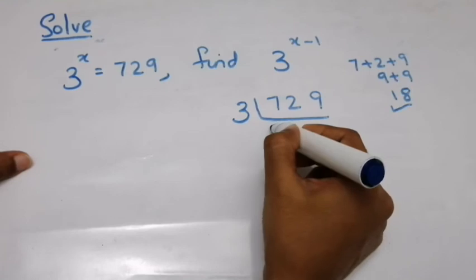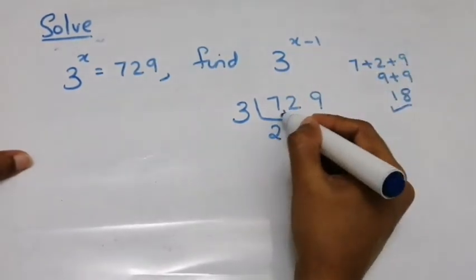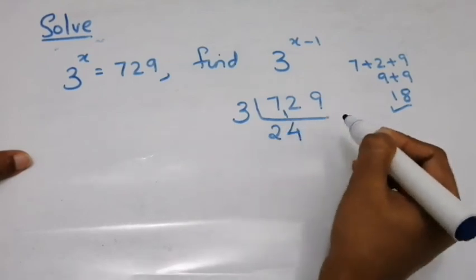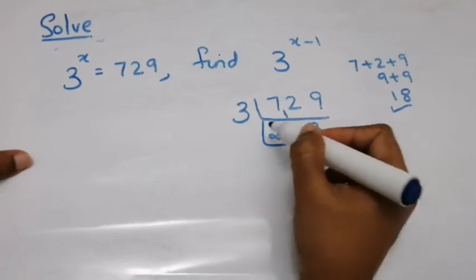3 into how much is 7? 3 2's are 6. 7. One reminder. 3 into how much is 12? 3 4's are 12. Then 9. 3 3's are 9. Now again, this number will go in 3's table.